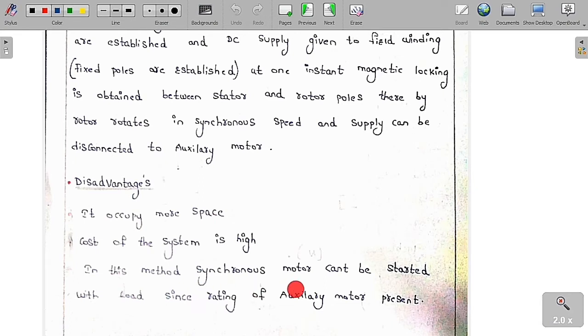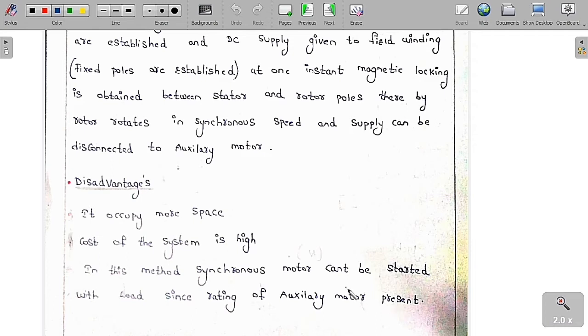In this method, the synchronous motor can't be started with load, since the auxiliary motor is present, because we are giving supply only to the auxiliary motor initially, so you can't keep the load at that instant. Only after removing the auxiliary motor can you keep the load, whatever load you want to keep. So initially you can't keep the load on the synchronous motor. Only when it's running can you keep the load.